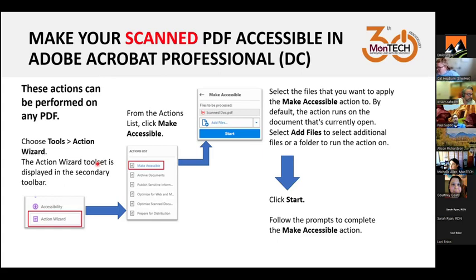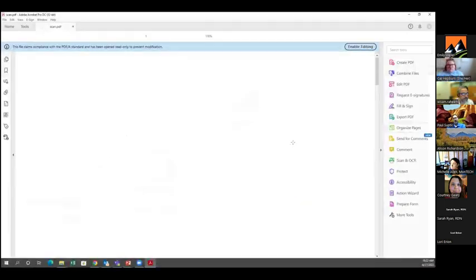To do that, we go to Adobe Acrobat Professional, and there is the Action Wizard that we can find in Tools, and I will show you in a minute how to do that in one of the documents. Then we choose Make Accessible, and we start the wizard from there. We need to follow all the steps to convert the scanned document to an accessible PDF.